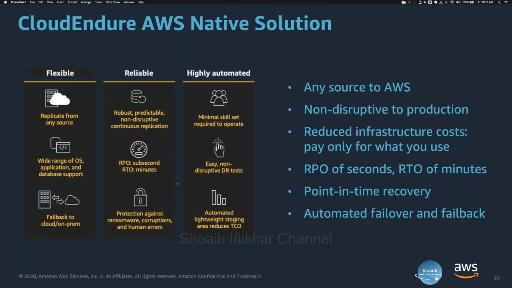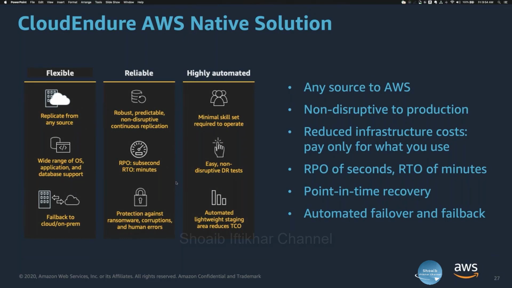So what are the highlights of the CloudEndure solution? So it is any source into AWS, so you can do physical machines, virtual machines, VMware, Hyper-V. You can also do cross-cloud from other cloud providers into AWS. You can even do inter-cloud replication. So if you wanted to do DR from one region to another, or even one availability zone to another, CloudEndure can assist with that.